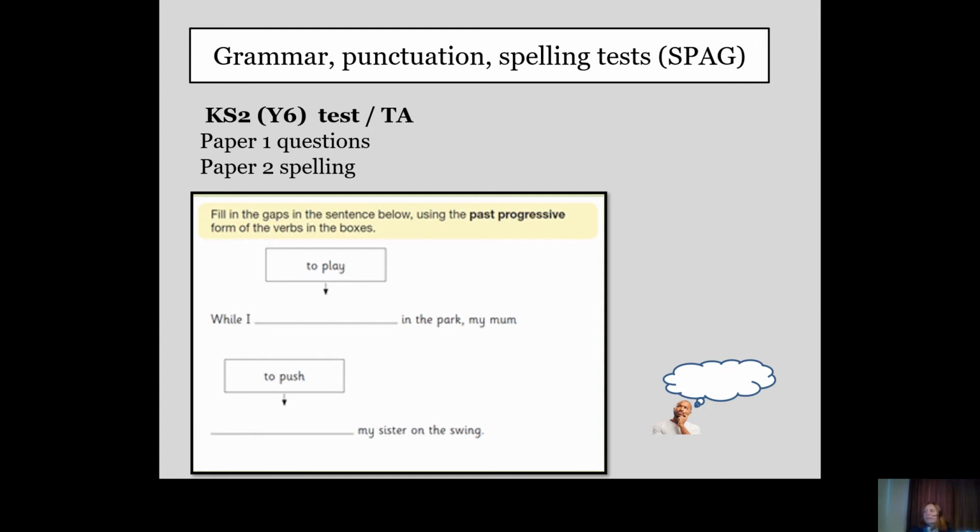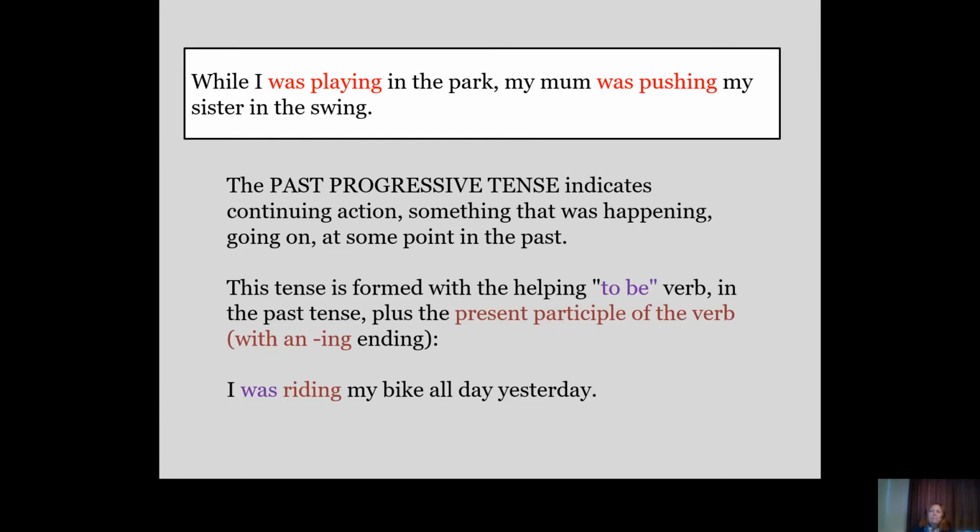What do you make of that past progressive? While I was playing in the park, my mum was pushing my sister on the swing. There's our past progressive. Okay. Past progressive tense is a continuing action, something that was happening, going on at some point in the past. Okay, so she was playing. It wasn't while I played, because that suggests it just happened. Was playing. It's continuous. It goes on. It's got progression to it. Okay, it's not just once. While I was playing, there's a progression to it.